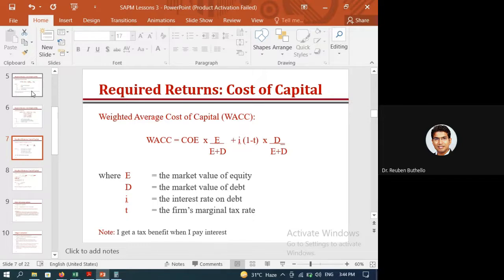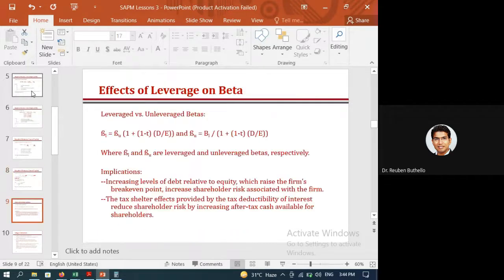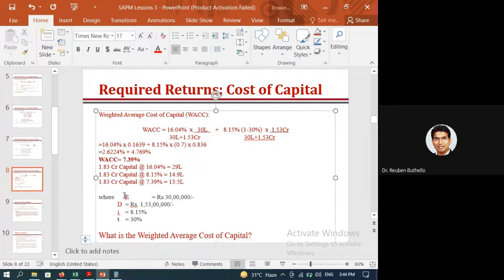So now I look at my weighted average cost of capital. It is cost of equity into proportion of equity plus cost of debt into proportion of debt. I punch in all the values and tada, I get the answers. So the figures, if you notice at the bottom, show the company which I've assumed, where the equity is 30 lakhs.